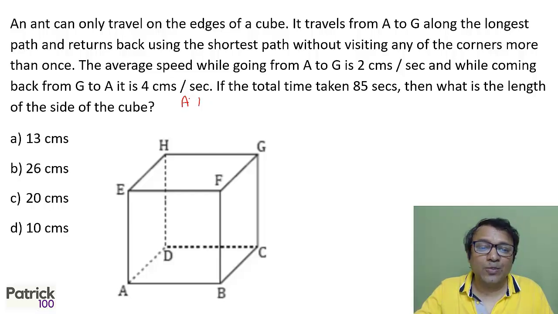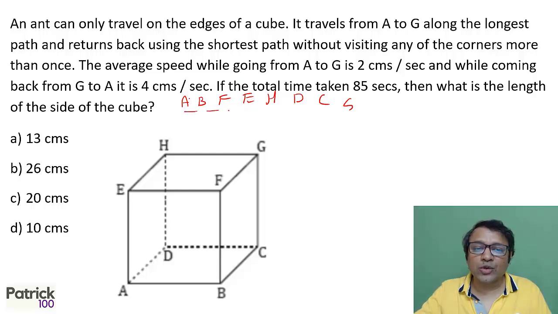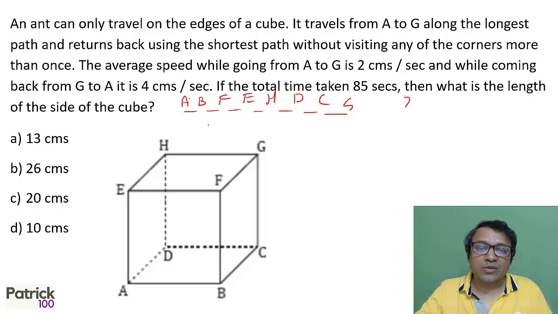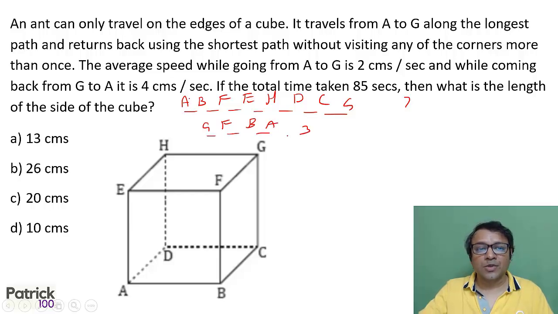So let's say A to B, then B to F, F to E, E to H, H to D, D to C, C to G. So basically visiting all the edges once. There are 7 of them: 1, 2, 3, 4, 5, 6, 7. So 7 parts to go. Coming back, the shortest path could be G to F, F to B, B to A. That's 3 parts.